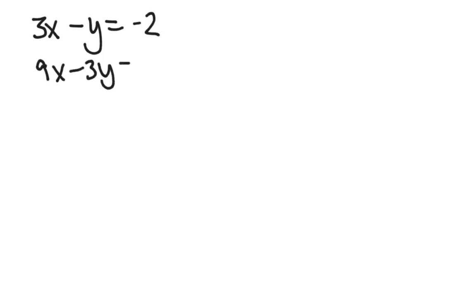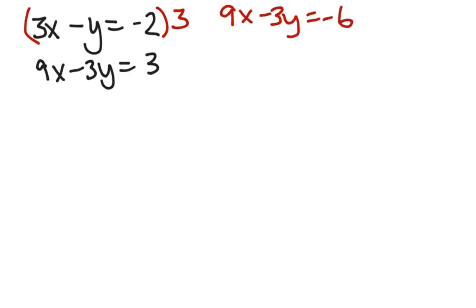Okay, new example. 3x minus y is equal to negative 2. 9x minus 3y is equal to 3. Again, I do not happen to have the same coefficient in front of x or y. I don't have opposites, so I've got to multiply. I'm going to get rid of x, so I'm going to multiply the top equation by 3. And that gives me 9x minus 3y equals negative 6. I already had 9x minus 3y equals 3.